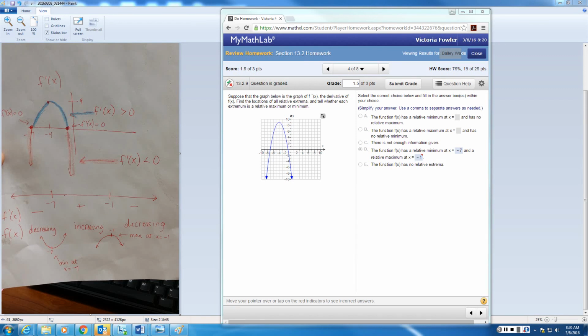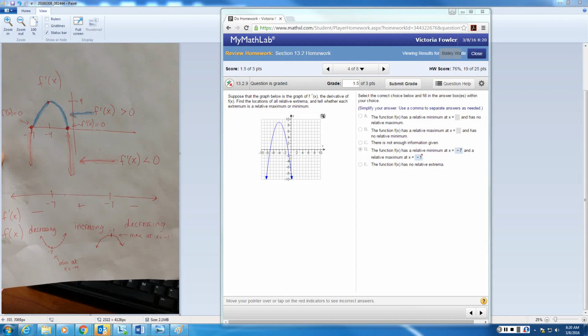So I know something about f prime. I know something about f of x based on that. And so as you look, just as we mentioned, f prime of x is going to be negative from -infinity all the way to -7. And it's going to be positive from -7 to -1. So we've got our plus sign. And it's going to be negative again. This is again the derivative from -1 to infinity.